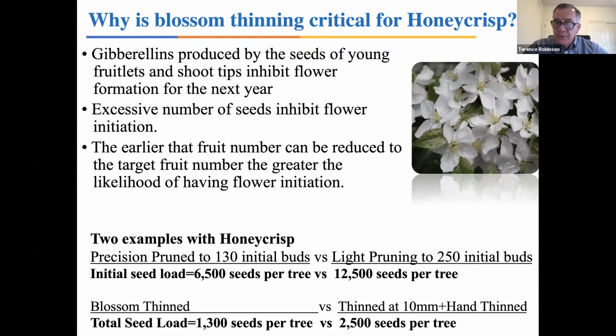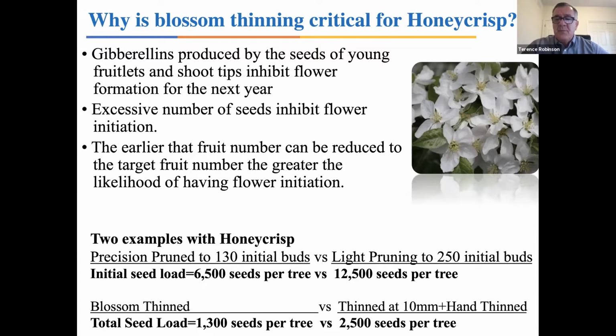That's a manageable number. But the other side of the column shows what happens when you prune too lightly and there's too many buds and you have more than 200. In this case, I chose 250 initial flower clusters. And I go back to what I said earlier. If you currently have more than 150 flower clusters on Honeycrisp, you're in trouble already for next year. And you should probably go out and try to cut some of them off to get the number down, because once those seeds start producing gibberellin, they're doing damage to you for next year.